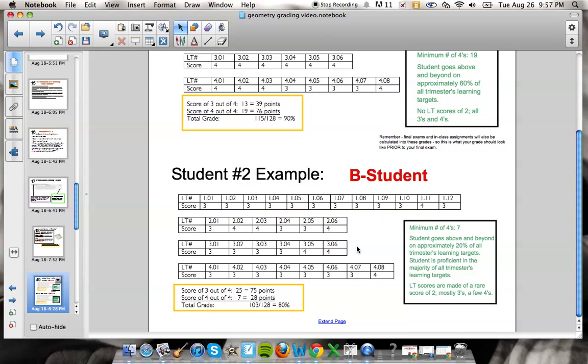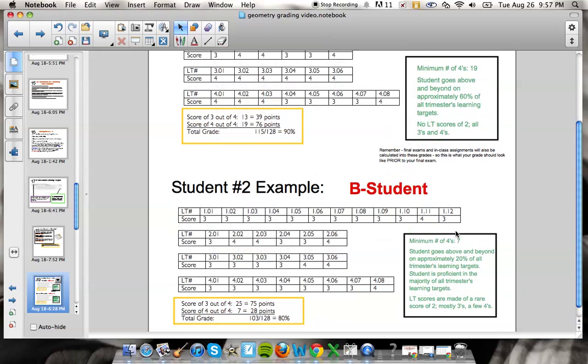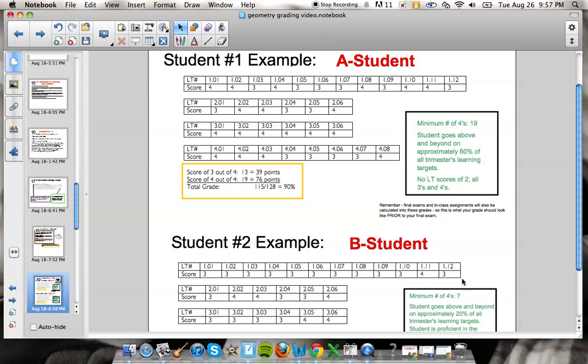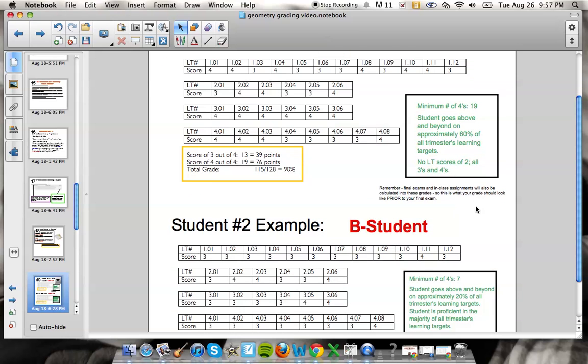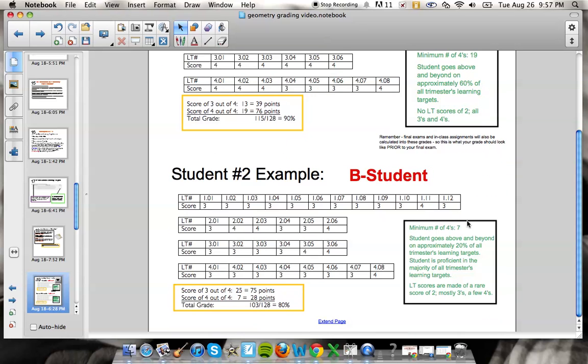Here's an example of a B student. Again, we'll still have those 32 learning targets. In this case, you have to have a minimum of 7 proficiency plus. So look at the difference between 19 and 7. So if you really want that A, you got to go above and beyond. If you want the B, you still have to go above and beyond, but you don't have to go as much above and beyond. That's about 20% of all the trimester's learning targets. So your learning target scores are going to be made up of a rare score of 2, mostly 3s, and a few 4s.